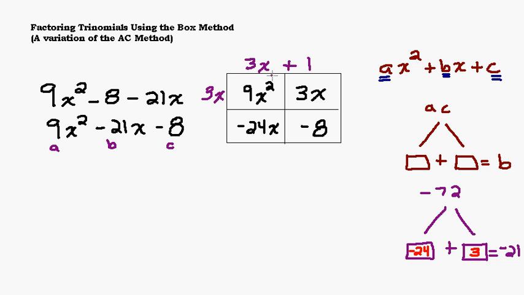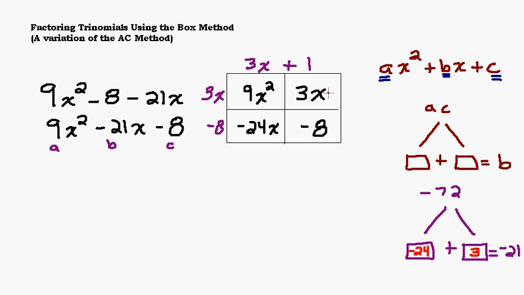Now we can take this 3x right here, which also corresponds to this length, and ask ourselves, 3x times what would give us negative 24x, and that would be negative 8. You can also see that that's the greatest common factor between these two terms on the bottom row. If I take that negative 8 out of negative 24x, I would get a positive 3x. If I divide it out of the negative 8, I get a positive 1.